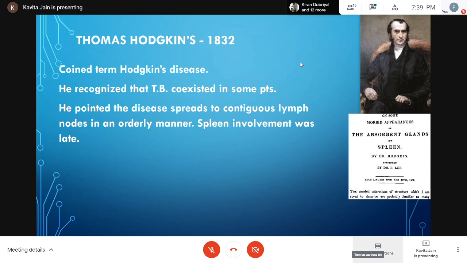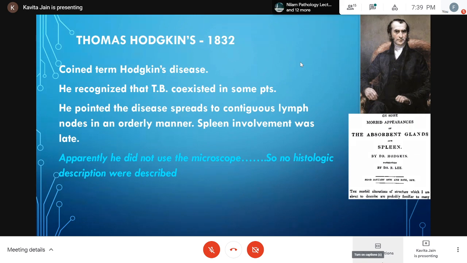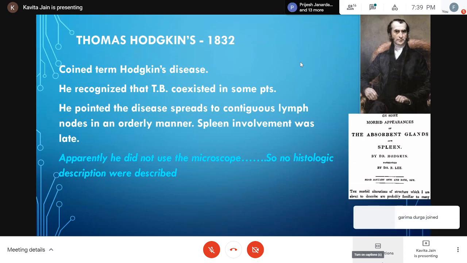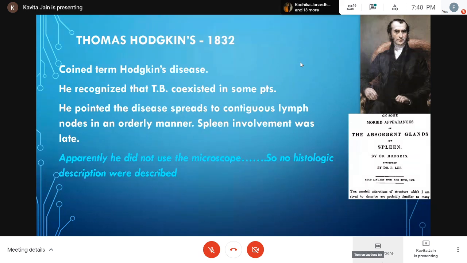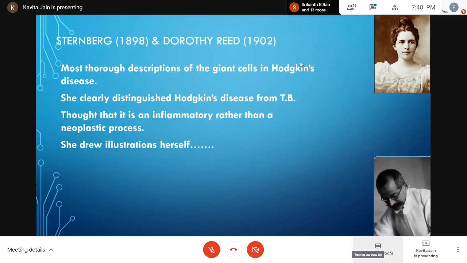His work was published in one of the papers by this name. Apparently he did not use the microscope because the techniques were not so good at that moment, so no histologic description was given. However, soon many investigators jumped in to look at the tissues of these Hodgkin's patients when the microscope became available. The most thorough descriptions of these cells were given by Carl Sternberg and Dorothy Reed.